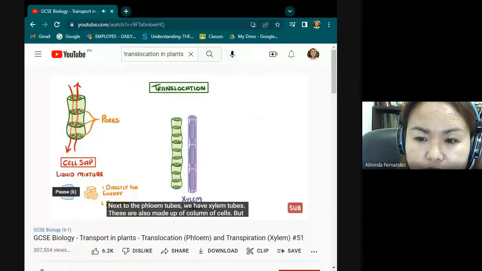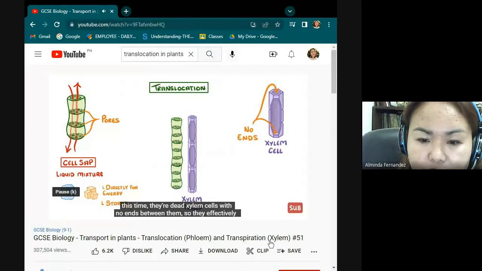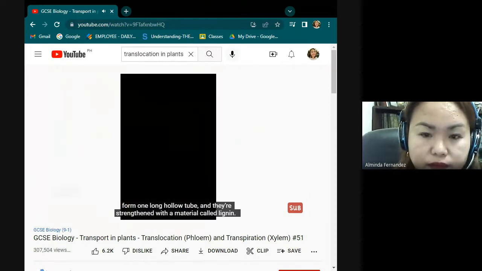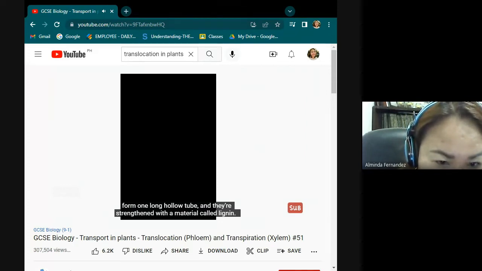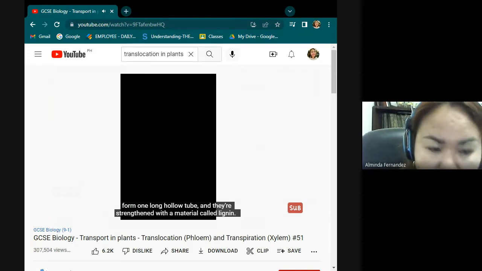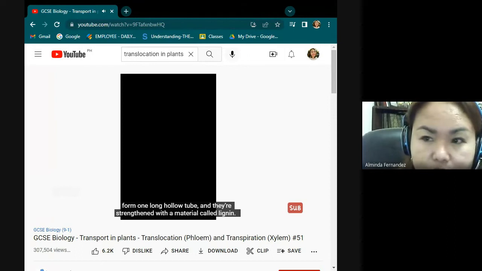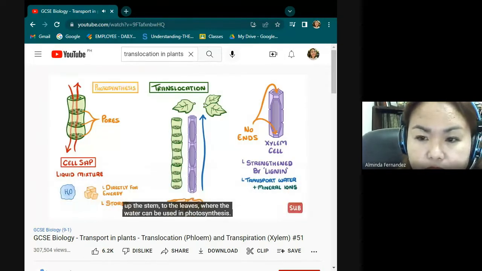Next to the phloem tubes, we have the xylem tubes. These are also made up of a column of cells, but this time they're dead xylem cells with no ends between them. So they effectively form one long hollow tube, and they're strengthened with a material called lignin. Their goal is to transport both water and the mineral ions from the roots up the stem to the leaves, where the water can be used for photosynthesis.